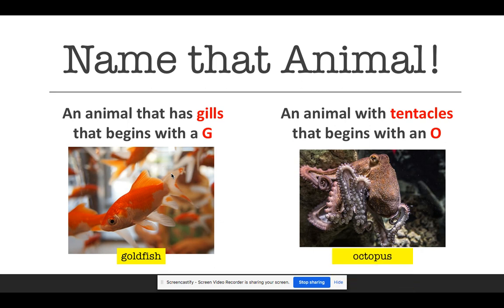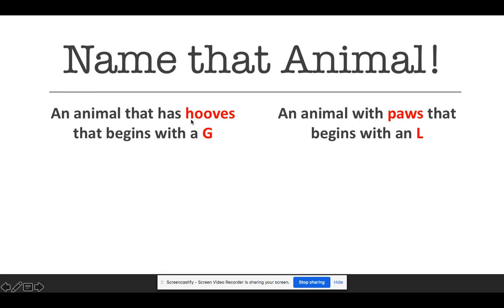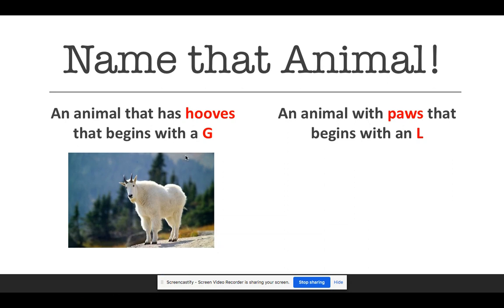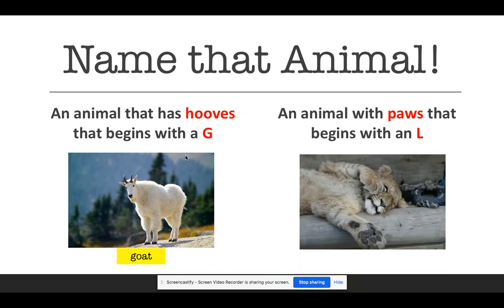It's an octopus. An animal that has hooves and begins with a G. Anyone know what this is? Shout it out at your screen. It's a goat. An animal with paws that begins with an L. Oh, I think I know. Here's the picture. It's a lion, that's right.